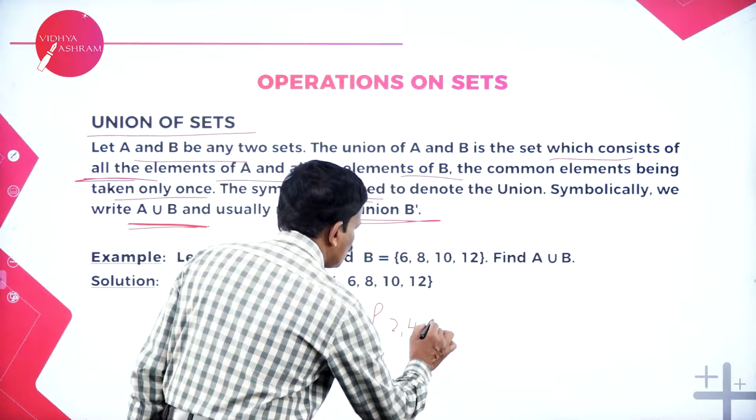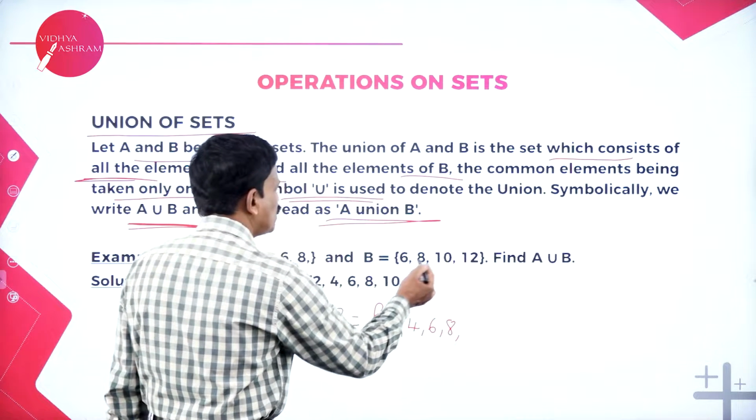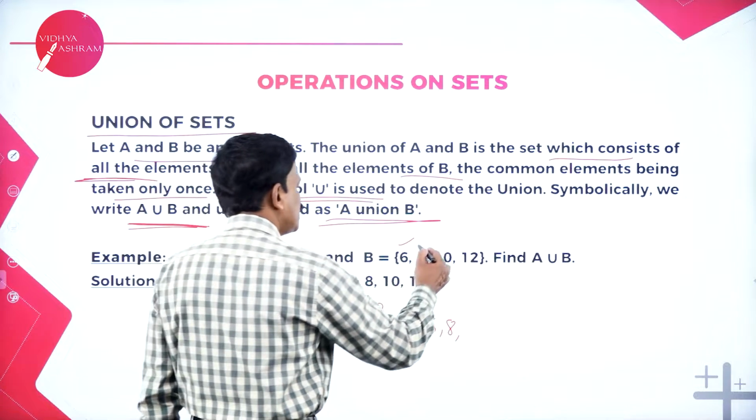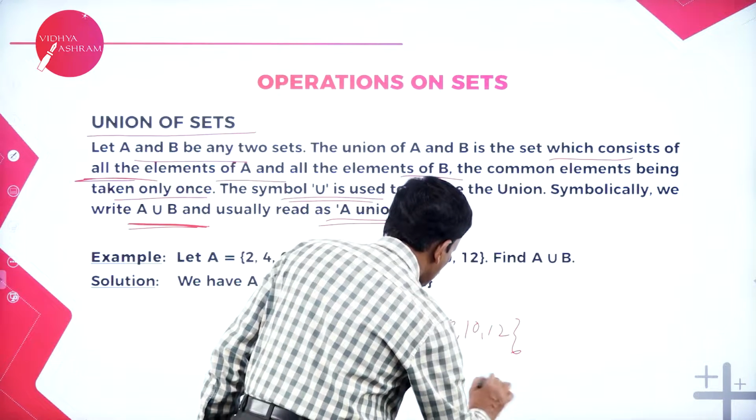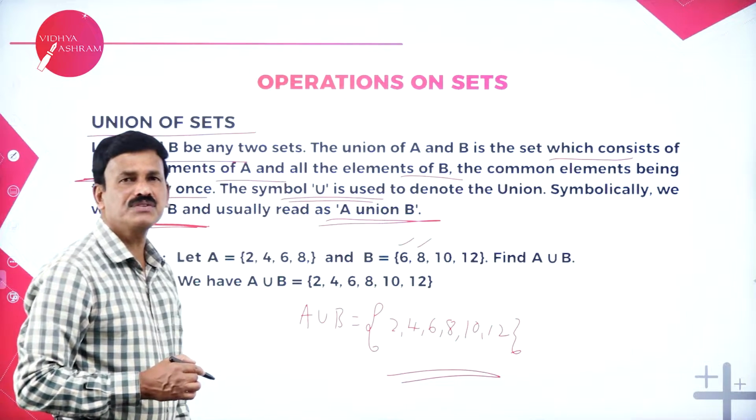So here, A union B is equal to all the elements of A and B. Write first A: 2, 4, 6, 8. Then the elements of B: 6 is there already, 8 is also included. Then write down 10 and 12. So this is how we are going to write the union of these two sets.